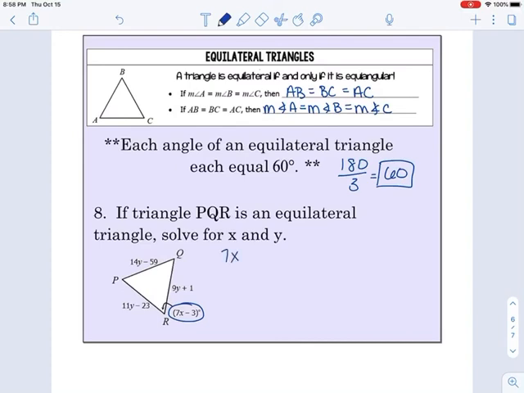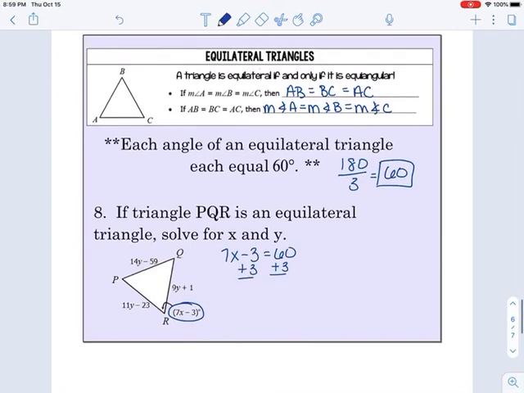Again, I don't know anything about the other two angles right now. I do. They're all 60. But in order to solve for x, I don't need to put them into the equation at all. So we're going to have 7x minus 3 is going to equal 60. Add 3 to both sides. And I'm going to have 7x equals 63. And we're going to divide both sides by 7. And x is going to equal 9. So that takes care of our x.